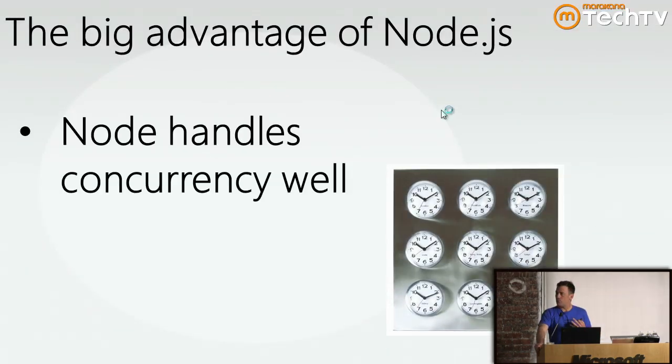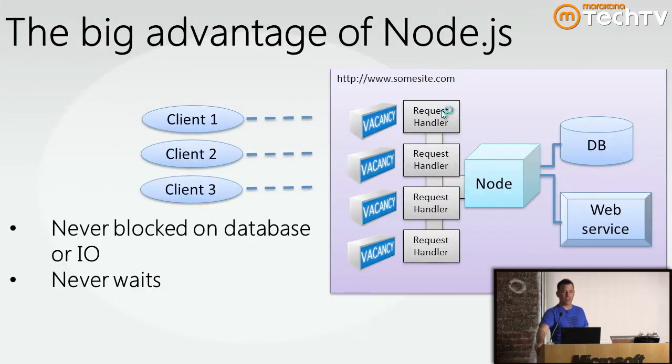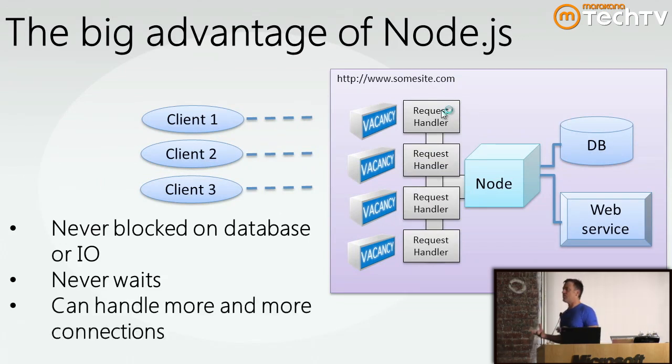When I look at Node and all the stuff around it, it's all about this notion of concurrency. It does concurrency very, very well, and I'll explain a bit more about that. Essentially, you're never waiting. There's always a request possible by the Node engine. Whether there's a database or a web service in the back end, it'll take on more and more connections. That's how data centers measure their productivity: how many connections can you support on a single box? Node is one of those technologies that scales super well.